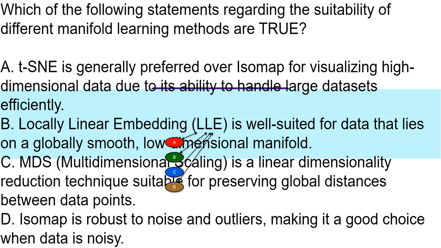This statement claims t-SNE is generally better than isomap for visualizing high-dimensional data because it's more efficient with large datasets. I found this to be false. While t-SNE is great for visualization, it's computationally expensive, unlike isomap, which can handle larger datasets more efficiently.